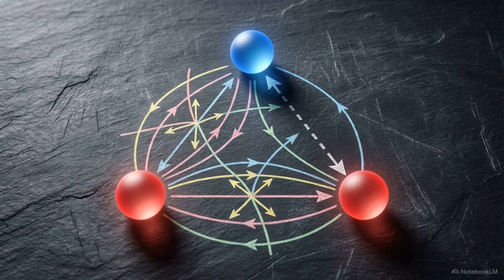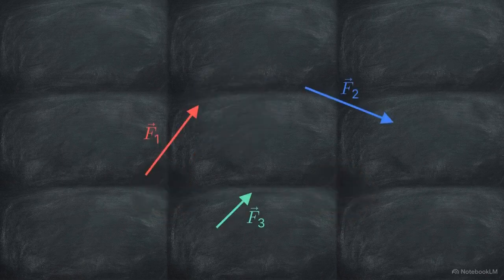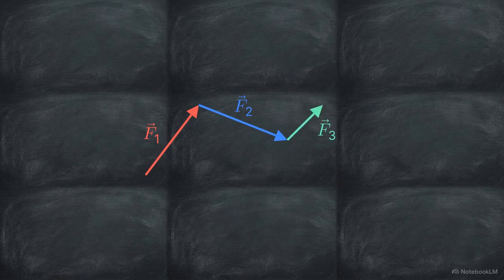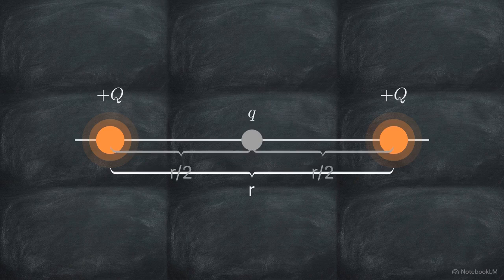When we add a third charge to the void, we rely on the superposition principle. This rule states that the interaction between any two charges is unaffected by the presence of a third. We calculate each pair independently and add the vectors together. This diagram shows a specific three-body system. We have two identical positive charges, capital Q, fixed at a distance of r apart, with a third, unknown charge, lowercase q, placed dead in the center.